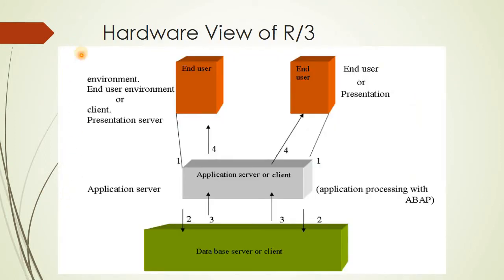So let's look at the hardware view. So there are three layers. I told you that there is an R3 architecture. So what is R3 architecture? One is the database, where only data is getting saved. Second one is application and client, where the application is built, which is done by ABAP. And the third layer is for the end user, where the end user is doing entries.